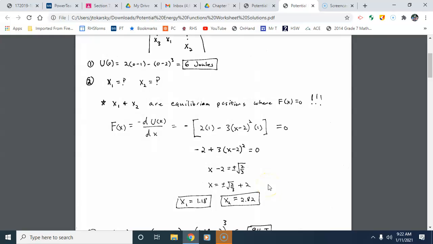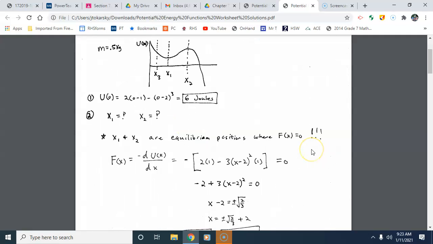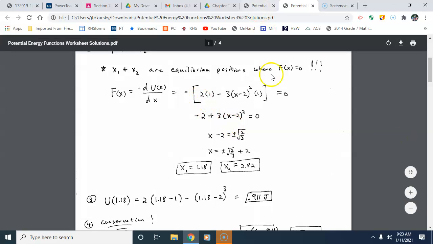So that's not a coincidence that we got the two answers right there. They're x equal x1. The lower one will be the leftmost one, which was the position x1. I redrew the graph up here in the solutions. And x2 is the 2.82, the one more to the right. Does that make sense? And that was all because of the fact that we knew they were equilibrium positions. And we, at this point, should know that if we take the negative derivative, which I did right there, equal to 0 at equilibrium positions.